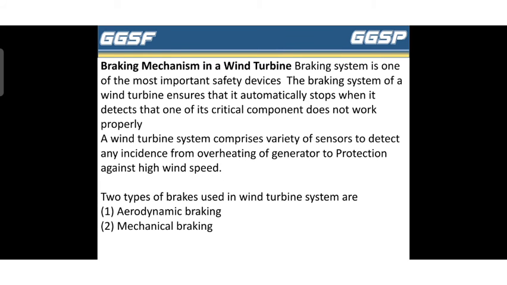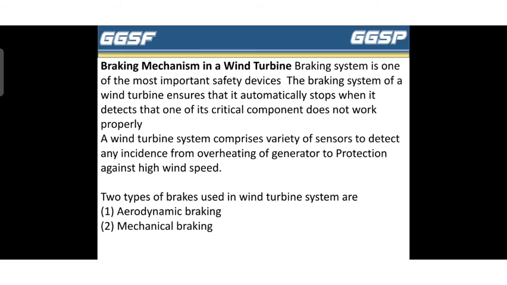Braking mechanism in a wind turbine. The braking system is one of the most important safety devices. The braking system of a wind turbine ensures that it automatically stops when it detects that one of its critical components does not work properly.